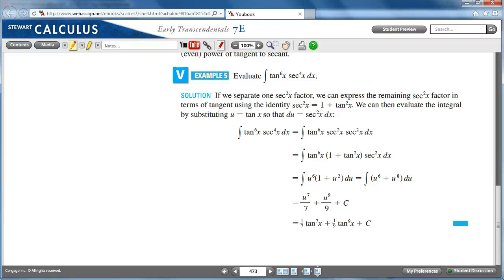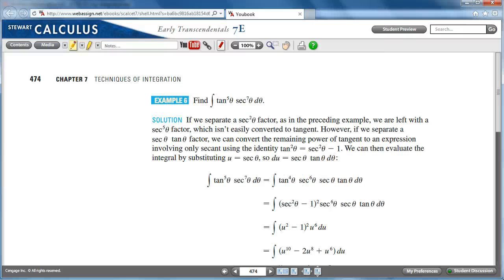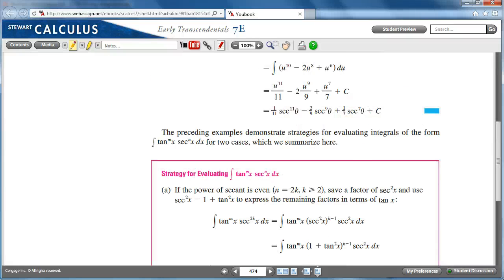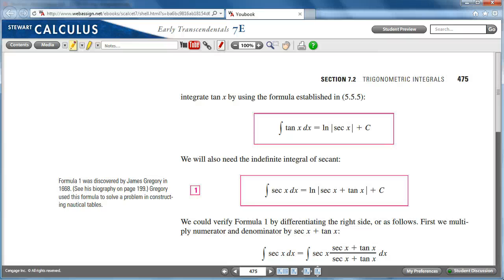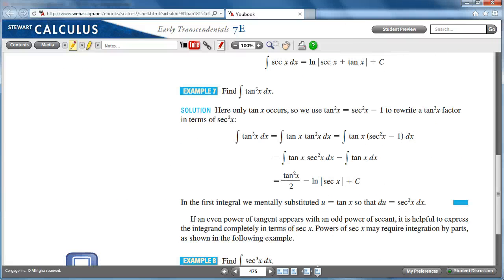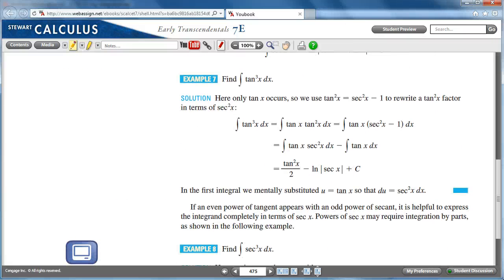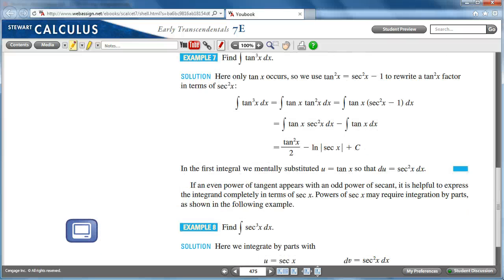And type 2 deals with tangent and secant, like this example 5 and example 6. Tangent and secant. Here's a summary version, and some further examples about tangent and secant follow here. Those are a little bit too advanced, especially example 8 here.